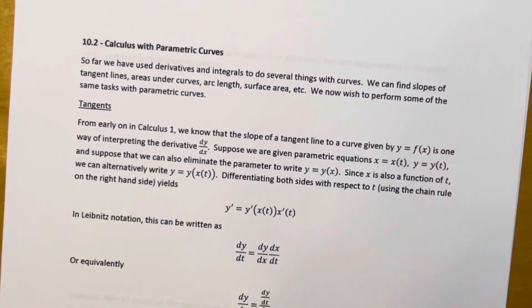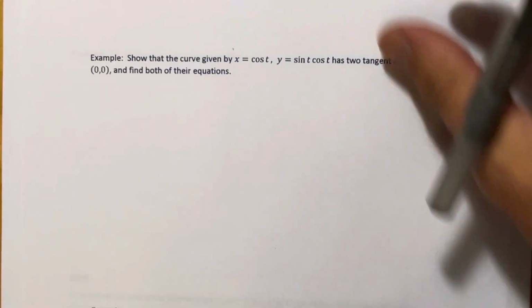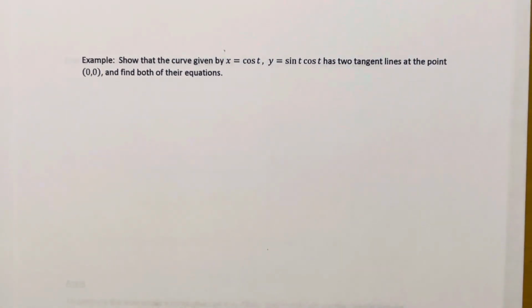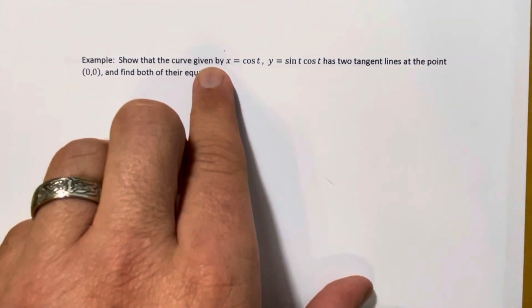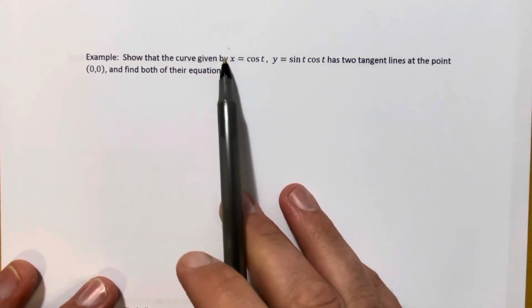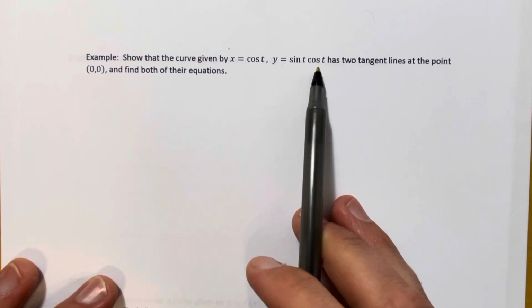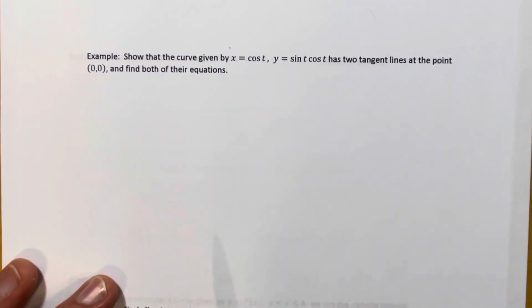Okay, so there's a few things now that we can do with this information, because there's lots of stuff that you do with derivatives and second derivatives in Calculus 1. So let's take a look at some of that. Here, I want to show that the curve given by this set of parametric equations, x equals cosine of t, y equals sine of t times cosine of t, has two tangent lines at the point (0, 0). And then we want to find both of their equations.